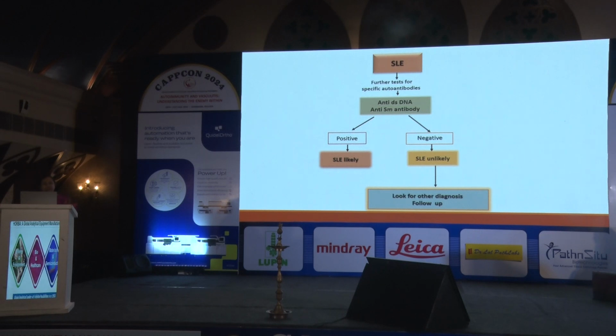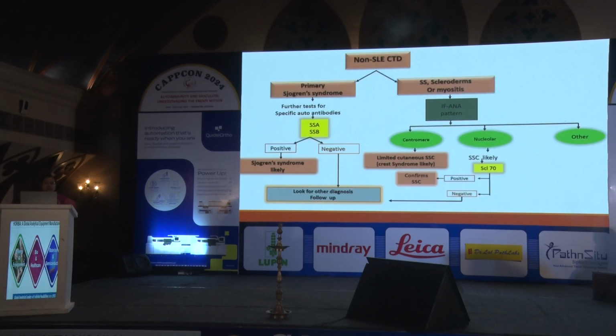If it is positive, SLE likely. If it is negative, we have to look for other diagnosis and follow-up. If it is a speckle pattern, we go for primary Sjogren. It could be SSA, SSB positive, Sjogren syndrome likely. If it is negative, you have to go for a follow-up and other diagnosis.